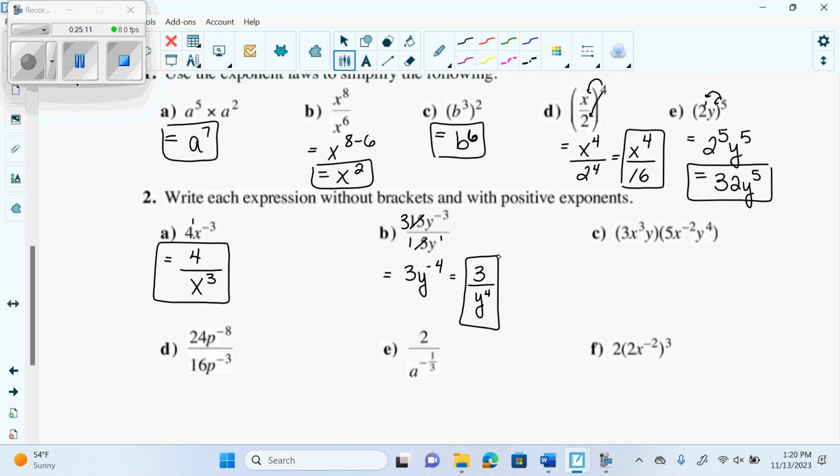Then with C, we're going to get 3 times 5 is 15, and then we have to add exponents because we have 2 bases with exponents. So x cubed times x to the negative 2 is x to the 1. And then y to the 4 times y to the 1 is y to the 5.